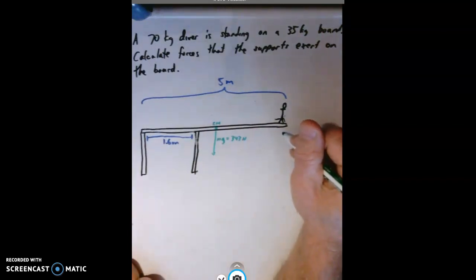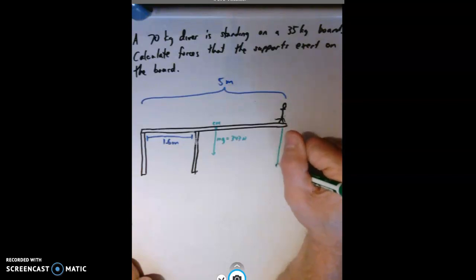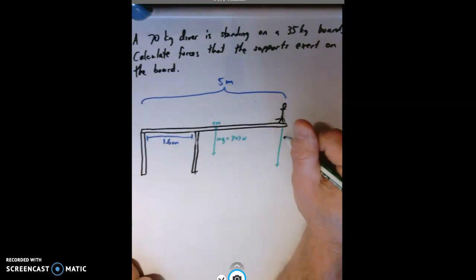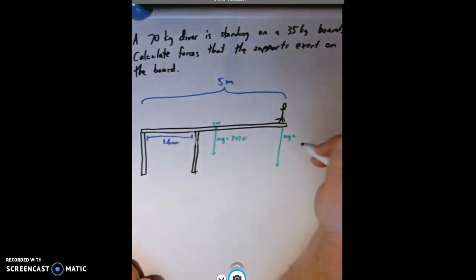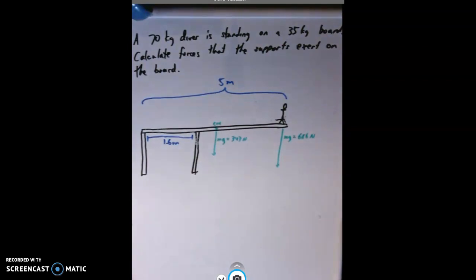And our diver is 70 kilograms. Not quite drawing it to scale, but it's okay. mg is equal to 70 times 9.8, which is 686 newtons. And that's it for gravity.